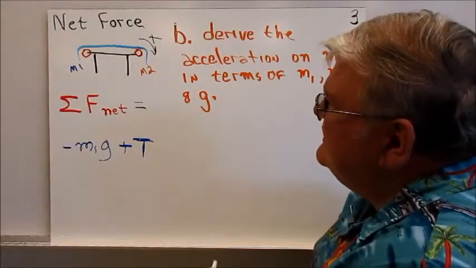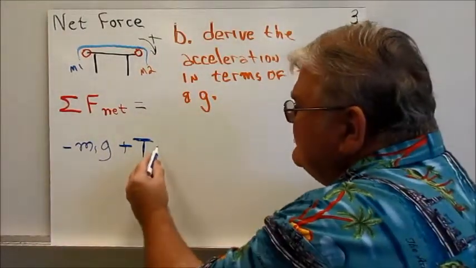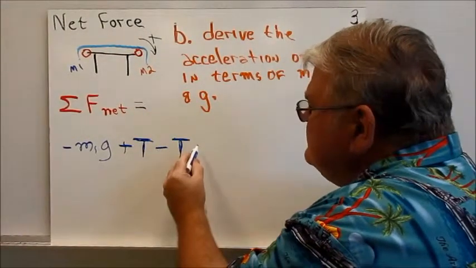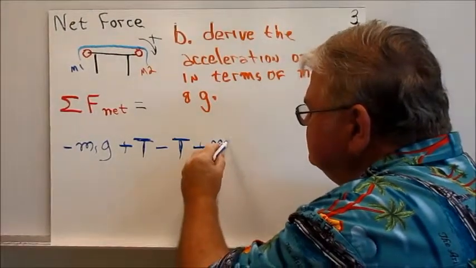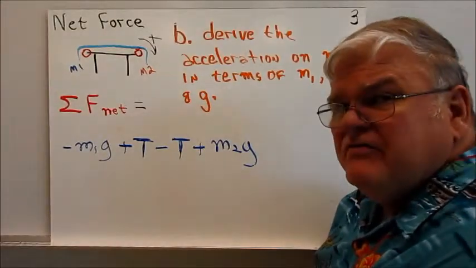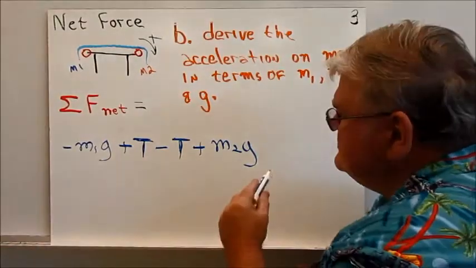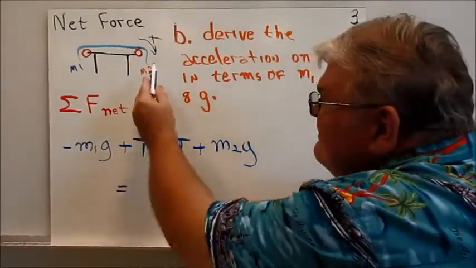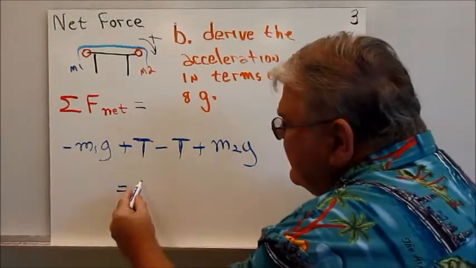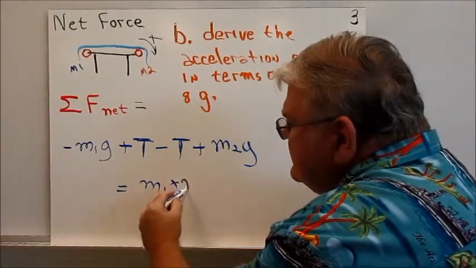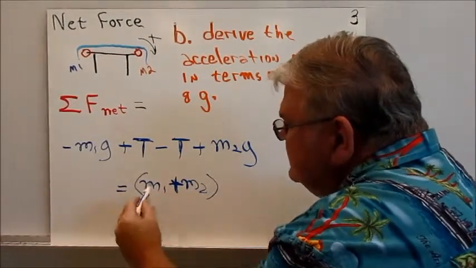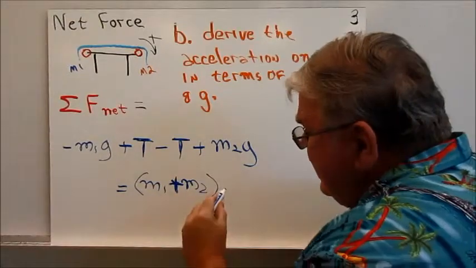Go to the other side. Tension's going the other way this time. So now you subtract it. And your M2 is hanging down, so that takes care of the physical side you have to start with. Let's look at the other side. Okay? The other side has to equal MA, all the M's. So it's M1 plus M2. Now, this time it's times A, not G.